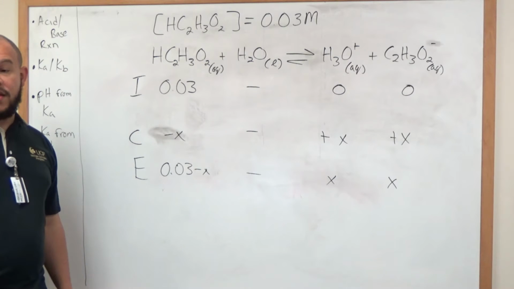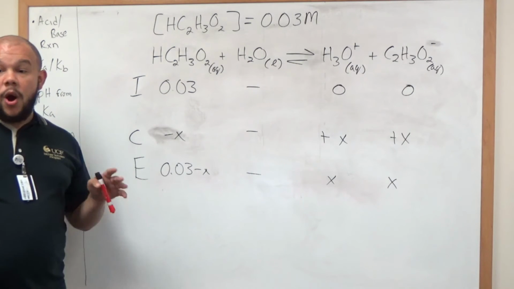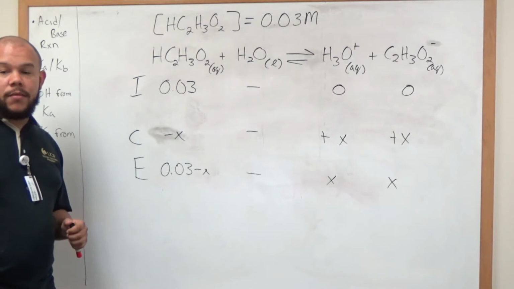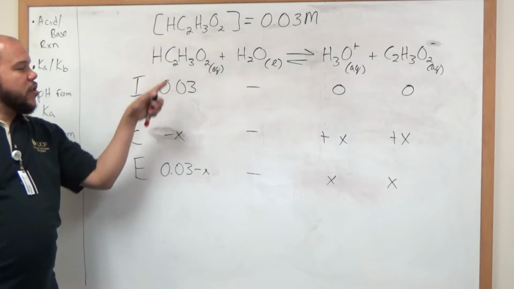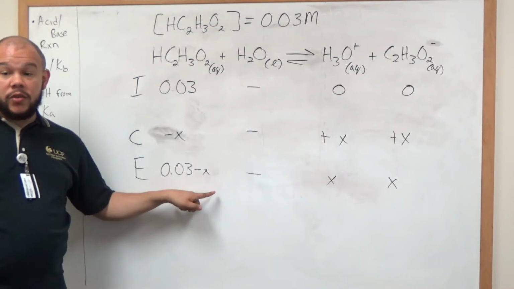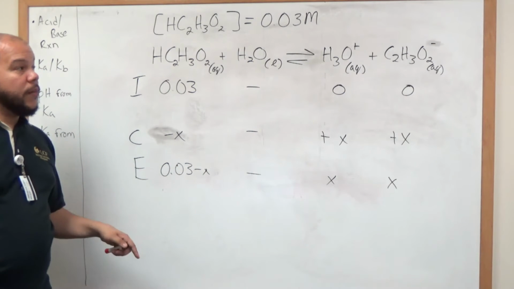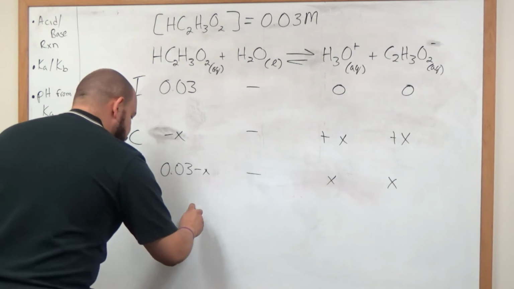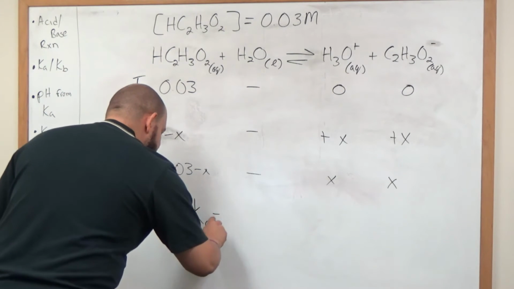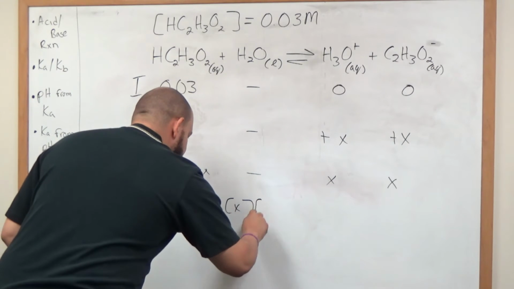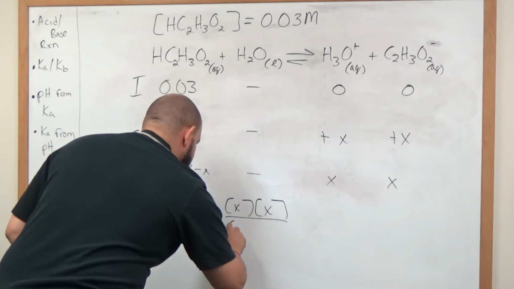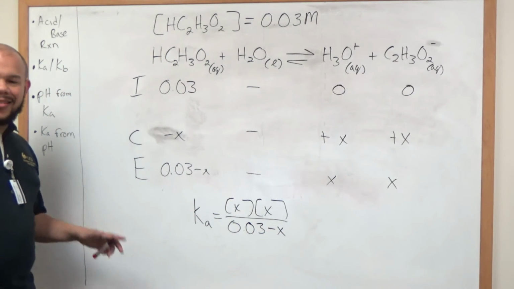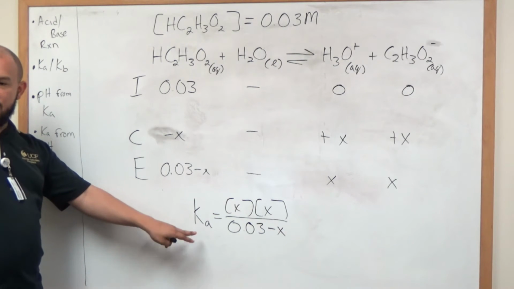Very important to understand this concept. Just because we are doing acids and bases, it doesn't change our rules on setting up equilibrium and using the ice table. So we have a concentration, we now have our equilibrium amounts, and we can use that to write our equilibrium expression. And our equilibrium expression for this particular case is going to be Ka is equal to x times x over 0.03 minus x. And we should know how to solve this here.